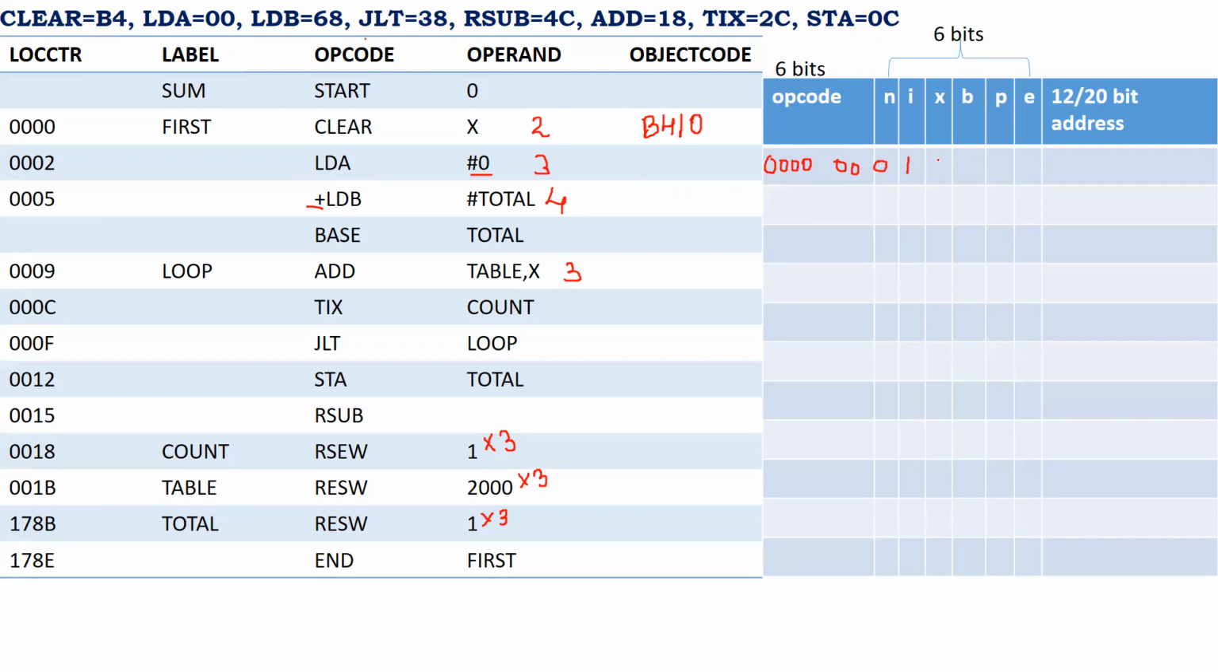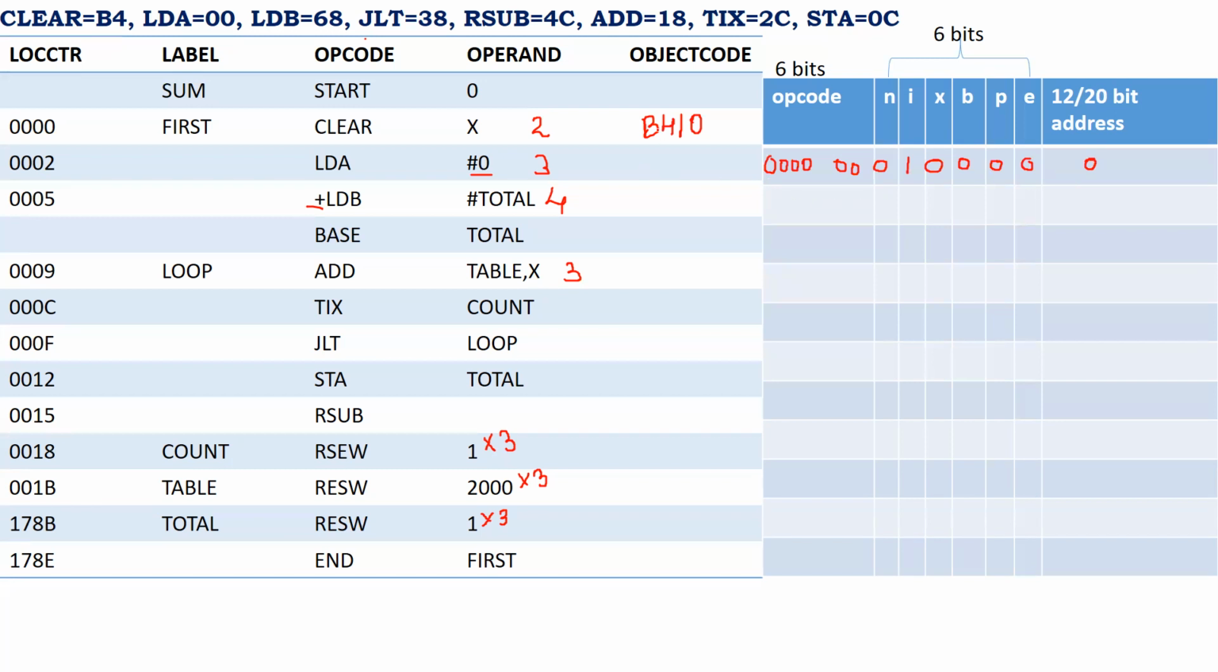So it is not indexed, so X is 0. Okay. Whenever we have hash, that is, whenever the instruction is immediate, then the base relative addressing mode and program counter addressing mode are 0. Since it is format 3, E is set to 0. And we don't have a value, so B and P both are set to 0. That's why we don't calculate displacement.